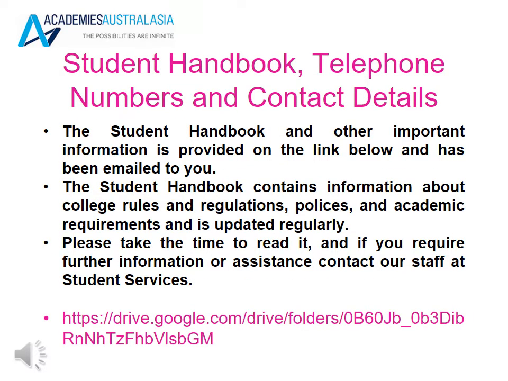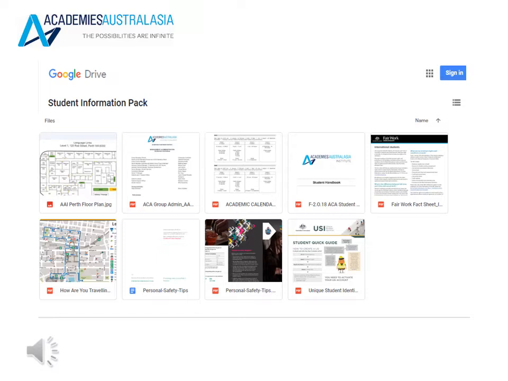The student handbook and other important information is provided on the link below and has been emailed to you. The student handbook contains information about college rules and regulations, policies, and academic requirements, and is updated regularly. Please take the time to read it, and if you require further information or assistance, contact our staff at Student Services. You will receive the student information pack by email. Please check your emails. In here, you will find more information on how to apply for your USI, more information on how to access various emails, the student handbook, and more.